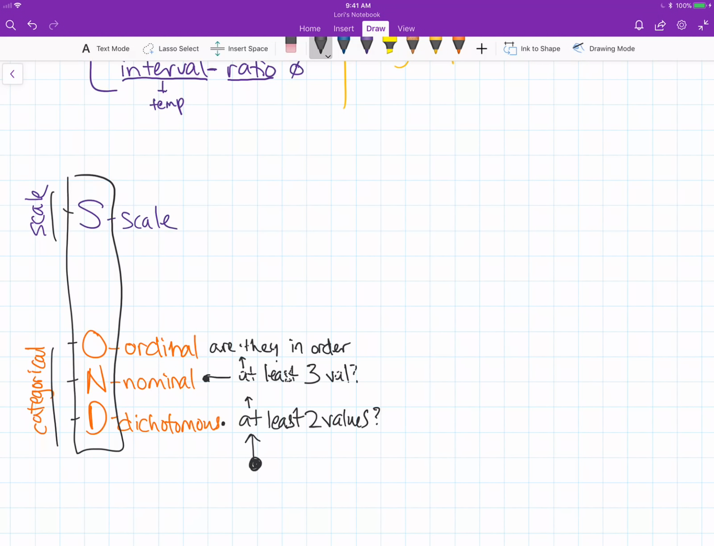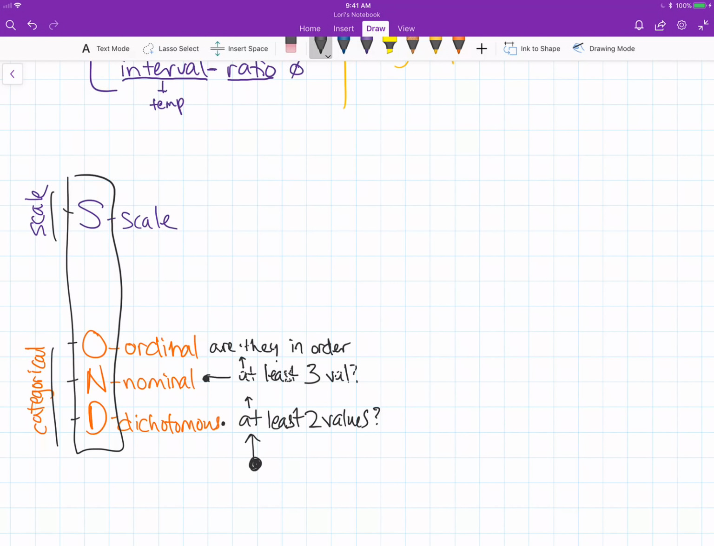Not just that I coded them, one is equal to white, two is equal to black, three is equal to Hispanic, four is equal to other. Not just that I coded them that way, but in that case of race, ethnicity, I could have put them in a totally different order. I could have started with other. Other equals one, white equals two, Hispanic equals three, black equals four. I could have changed the order and it wouldn't have really made any difference.